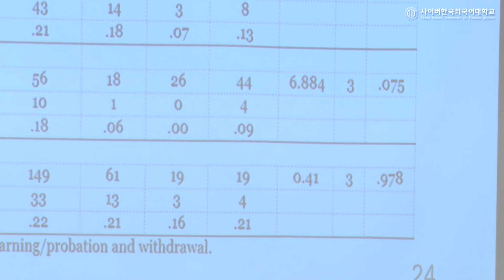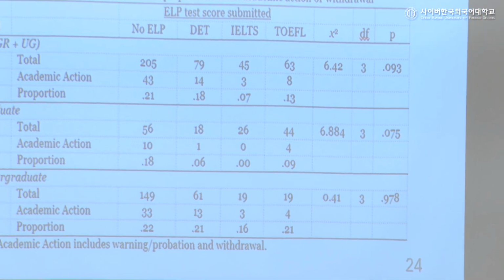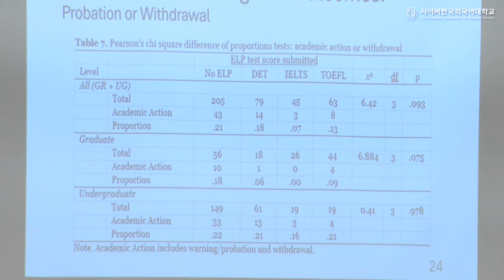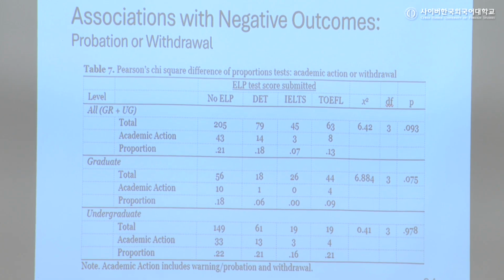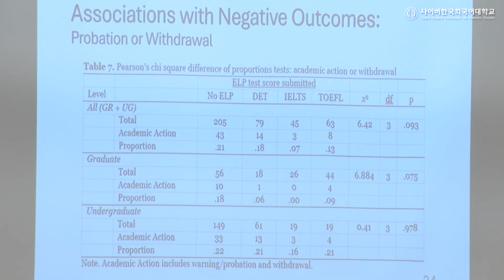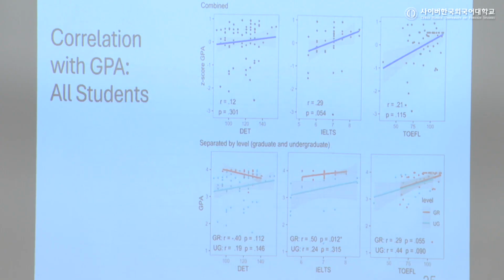We also looked at negative outcomes, beyond GPA, as a different kind of evidence. What proportion of people submitting these different sources of proficiency evidence end up going on probation or withdrawing from the university? We're not finding big differences among the tests.